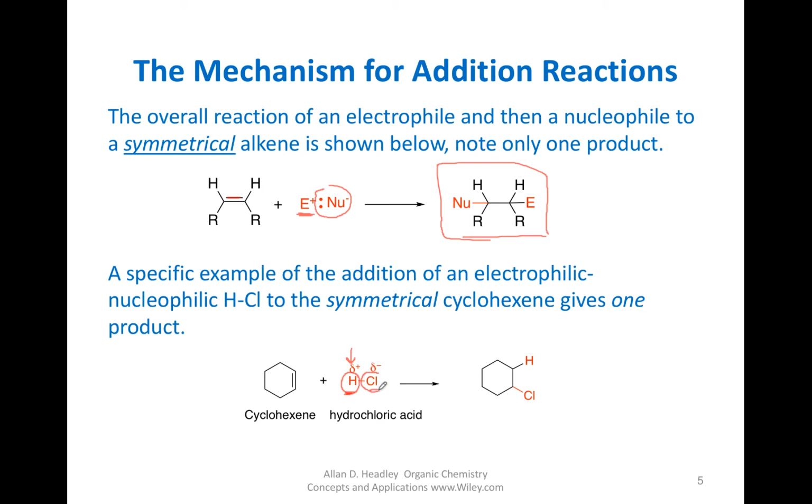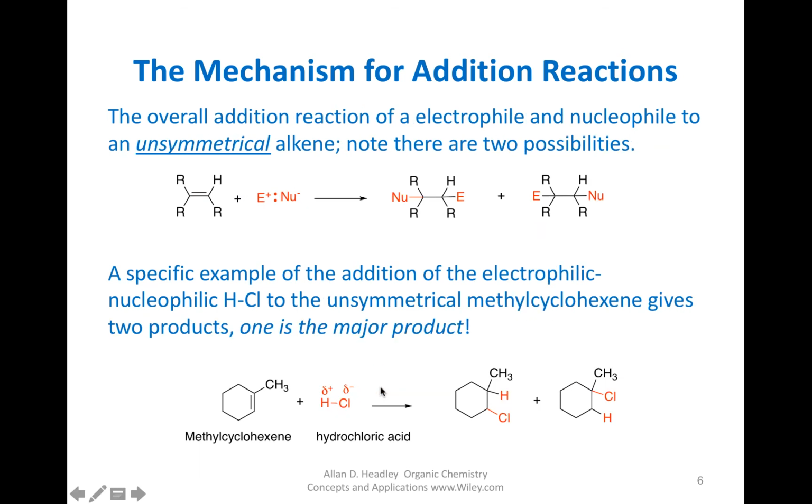This Cl will become Cl minus. It will be our nucleophile, or Cl minus. So the H plus will add to this first to form the carbocation, and then the Cl will add to give our neutral product. So you should be able to predict the product of an addition reaction to an alkene once you have identified the electrophilic portion of the reagent and the nucleophilic portion of the reagent.